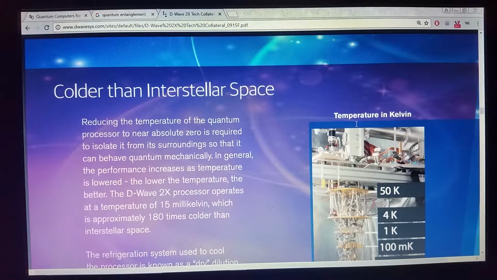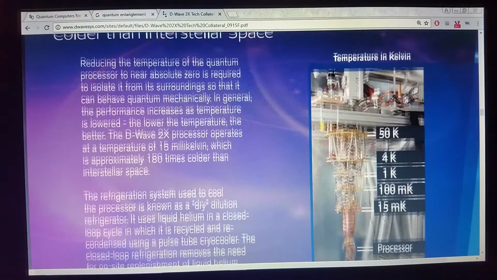The D-Wave 2 is colder than interstellar space. Reducing the temperature of the quantum processor to near absolute zero is required to isolate it from its surroundings so that it can behave quantum mechanically. In general, performance increases as temperature is lowered. The lower the temperature, the better. The D-Wave 2 processor operates at a temperature of 15 millikelvin, which is approximately 180 times colder than interstellar space.